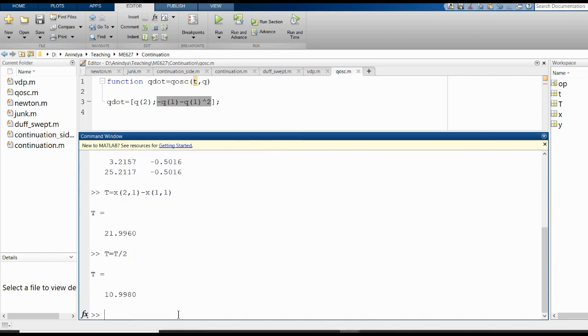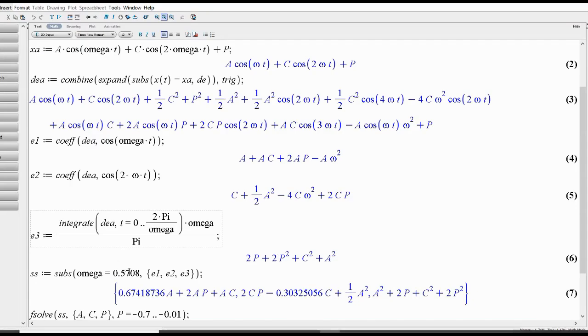This is the actual time period, which means omega is equal to 2 times pi by T. That's omega, and the omega has turned out to be 0.5713. Let us come here to Maple, and what we will do is we will substitute 0.5713 in these 3 things. So I am substituting omega and finding A, P, and C. Okay, I just want 1 point, so that is what I will do here.